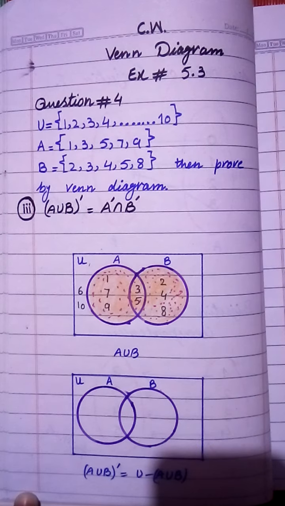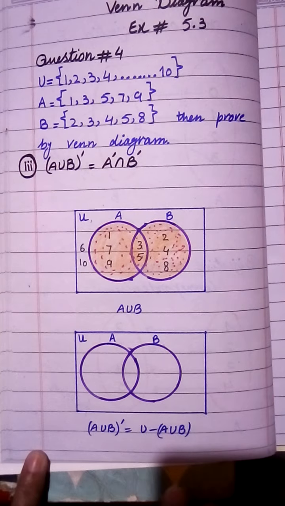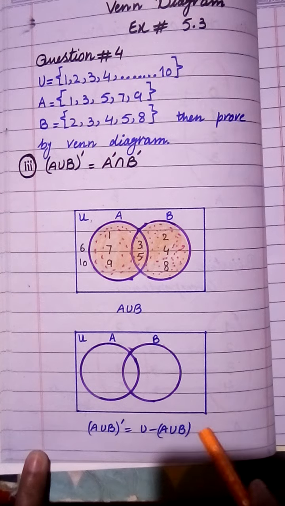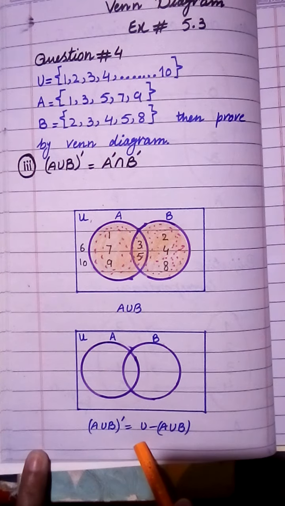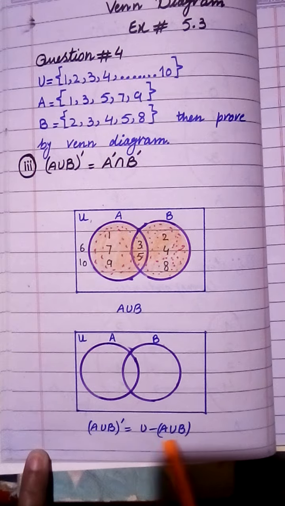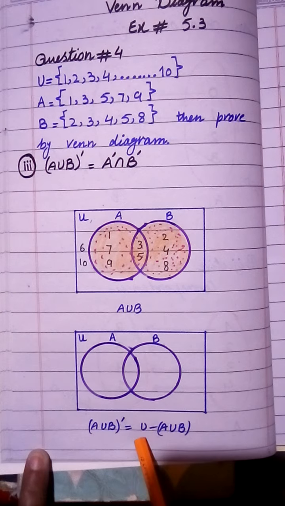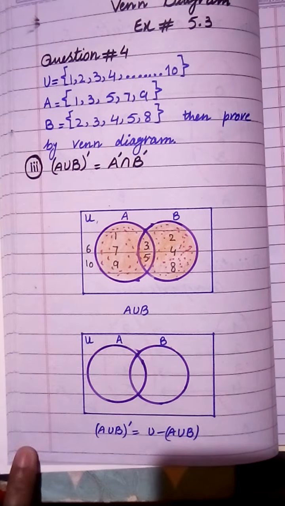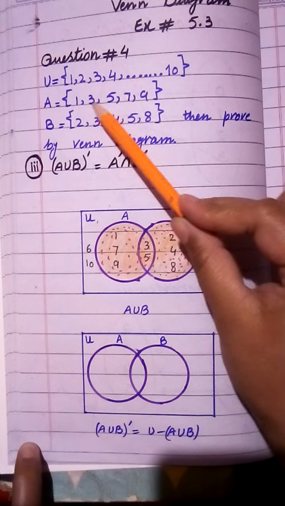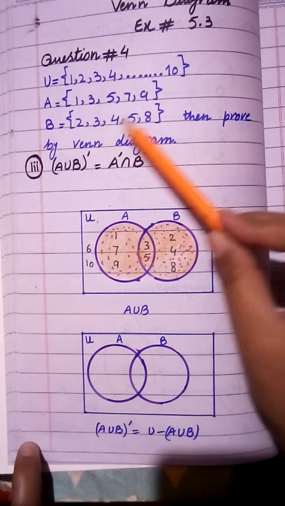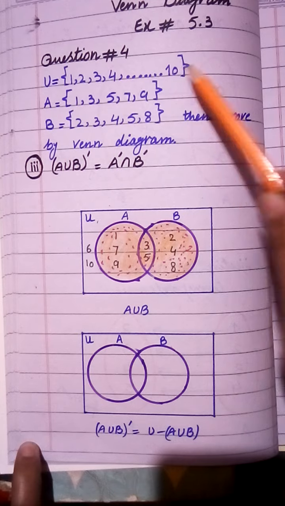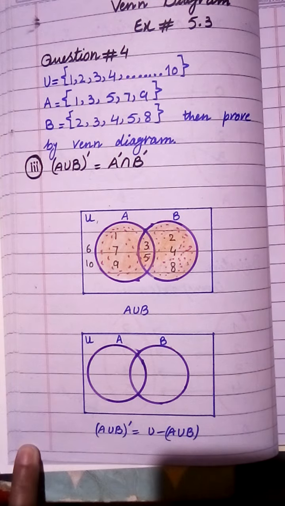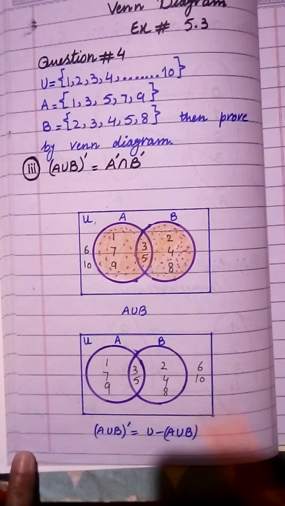Now next you have to find (A union B) complement, and complement, you know, equals U minus (A union B). It means you have to subtract the elements of A and B from U, and check which elements of U are left. Now A and B, so 1, 3, 5, 7, 9 and 2, 3, 4, 5, 8, subtracted from 1 to 10 counting, leaves 6 and 10.